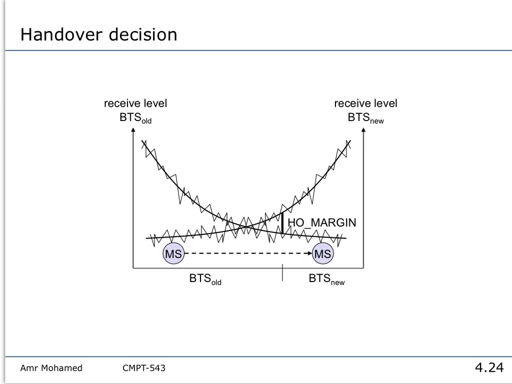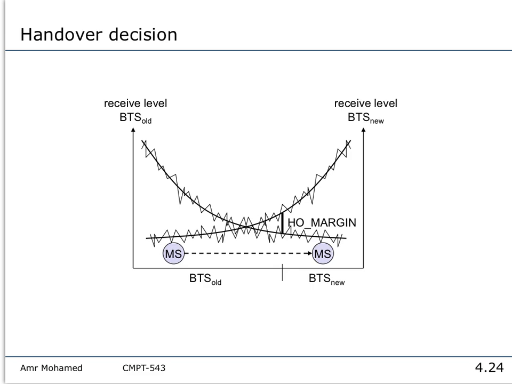So we said that this handover margin is used to avoid the ping-pong effect, right? Because based on these instantaneous measurements, we might have to switch back and forth between the base stations, the new one and the old one, and so on. So to avoid this, we have to make sure that there is some margin. We have to pass a certain margin before we perform this handover.